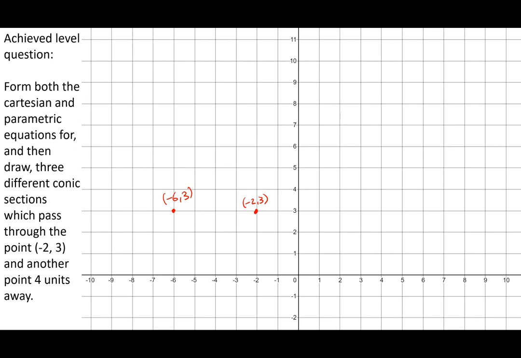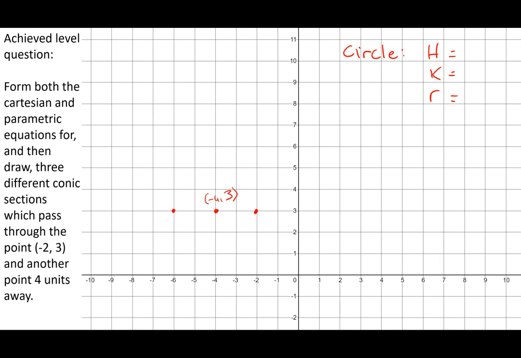Now, for any of my conics, it's really important I know where the center is. So the center of a conic, which is going to pass through these 2 points, is going to be right here in the middle at -4, 3. So that point's quite important. Not really worried about these at the moment, because that's going to determine what our h, k, and r values are. If I am, say, starting with a circle, I need to know h, k, and r.